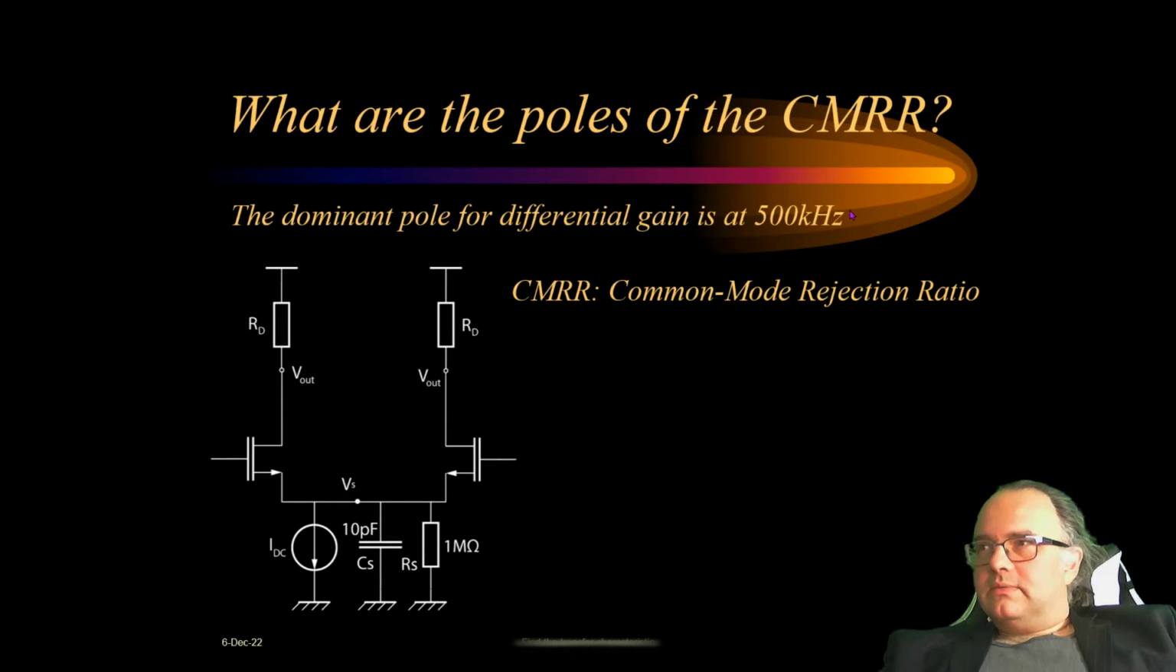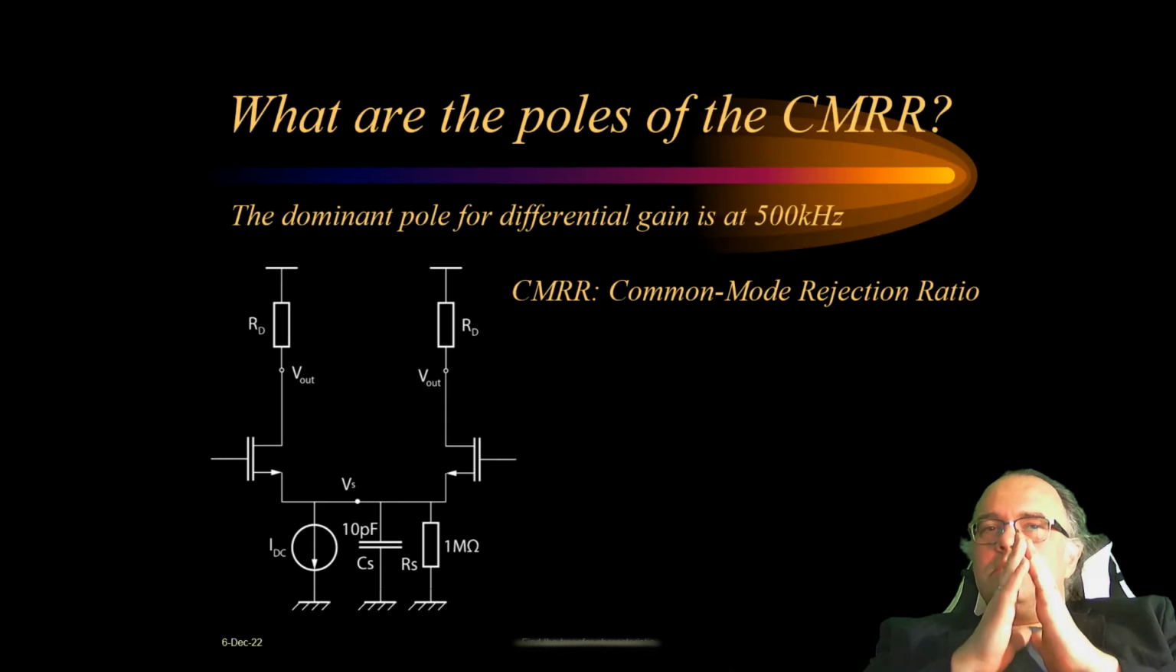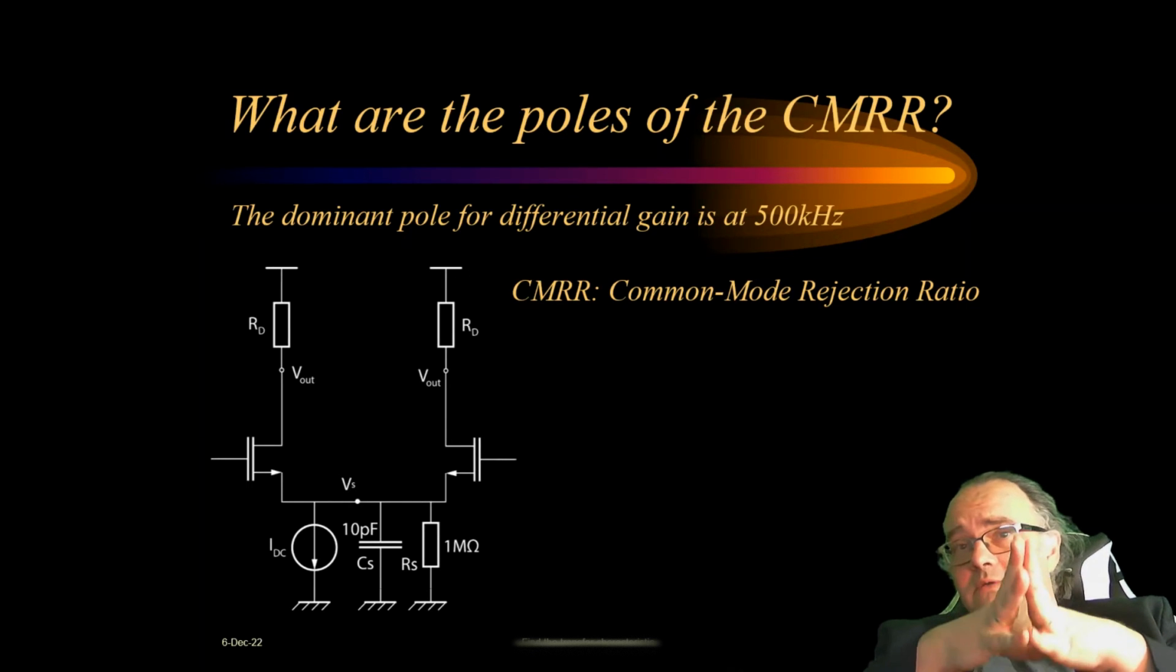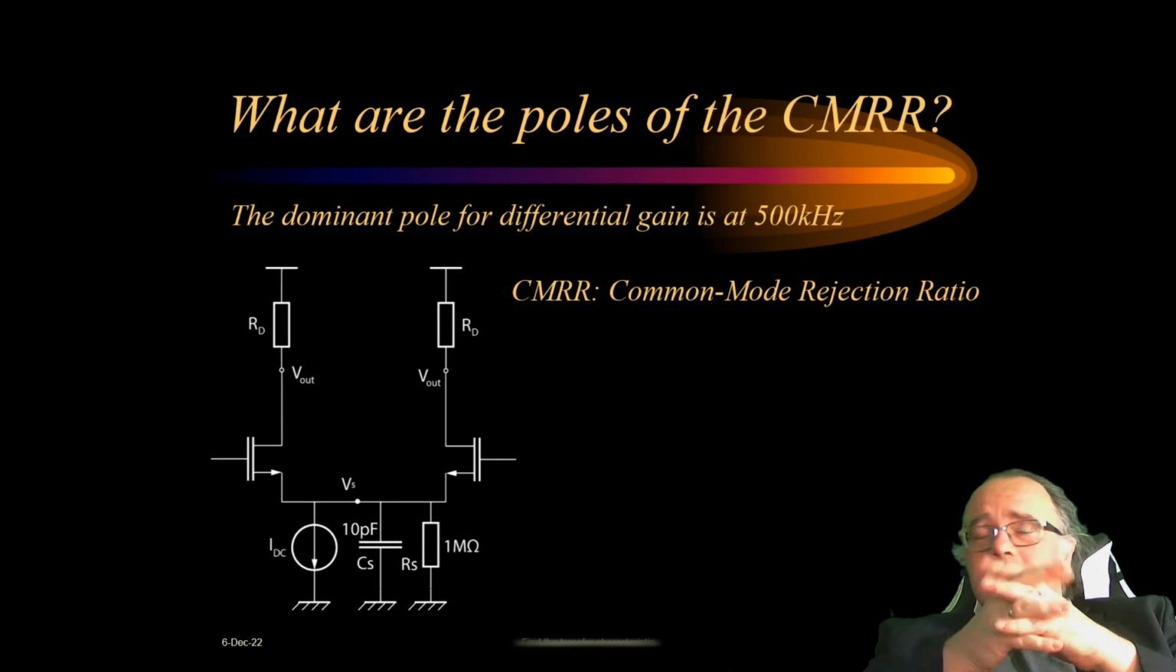Let's start with this question. First of all, what is common mode rejection ratio? Common mode rejection ratio is a figure which gives the ability of a given circuit, in this case the differential pair, to amplify differential signals and suppress common mode signals.